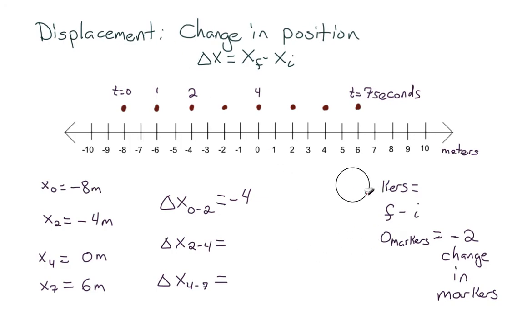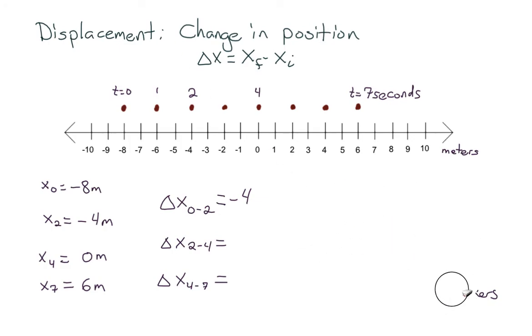And I'll erase this stuff really quick so we have some space. So -4 meters minus the initial position. So at time 0, that's our first initial position. That's -8 meters. So we have -4 minus -8. That's the same thing as +8. So we actually get a positive number. We get +4 meters. In other words, the position has changed so that you're 4 meters to the right of where you began, which makes sense.